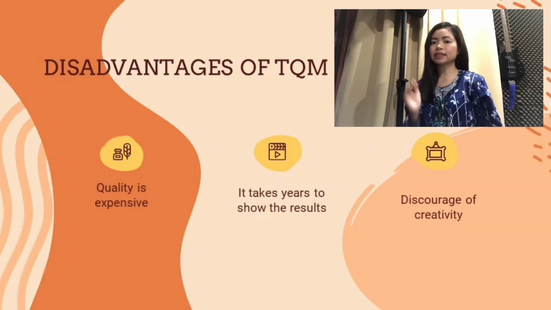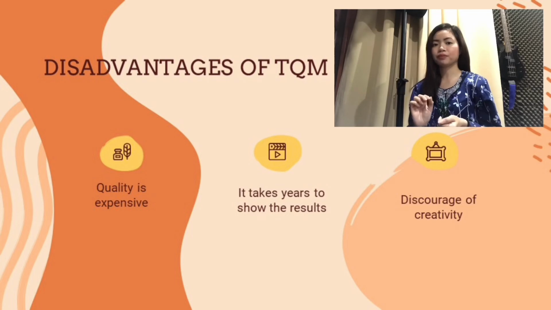There are a few disadvantages of total quality management. The first point is quality is expensive. TQM is expensive to implement. The implementation often comes with additional training costs and consultation fees. It is not suitable for very small companies to implement because the cost incurred far supersedes its financial gains.